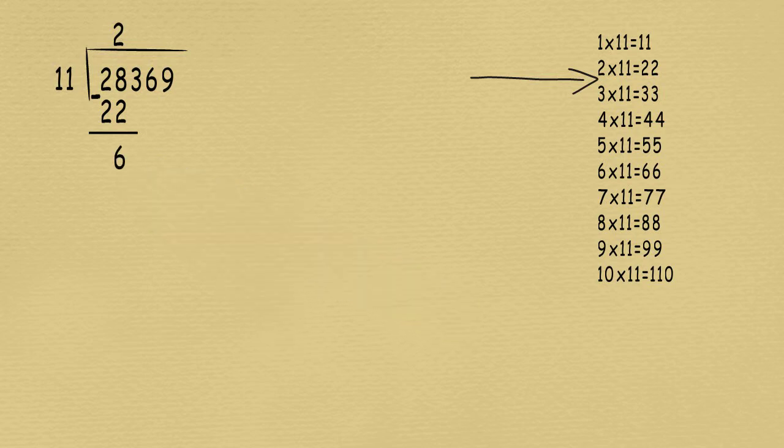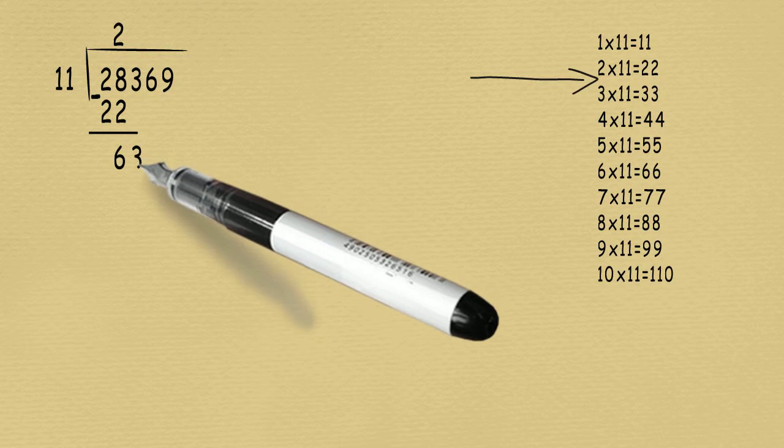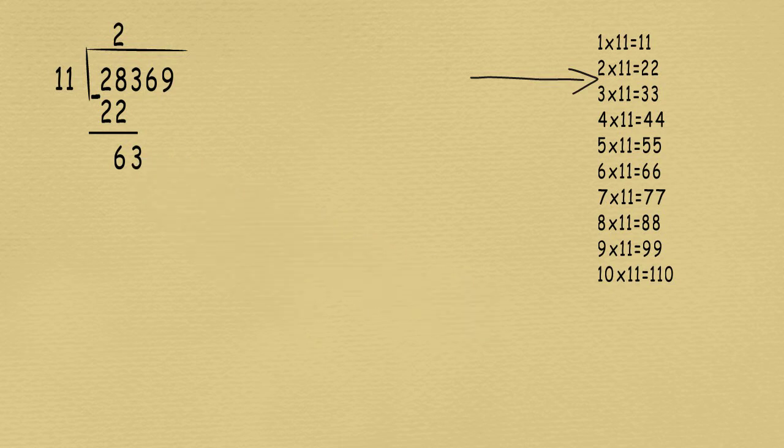And then I'm going to drop down the next number underneath the division house, which is the number 3, so that I now have the number 63. What follows next is I'm going to repeat the same step that I just did, okay? And that's all we're doing, just repeating steps.